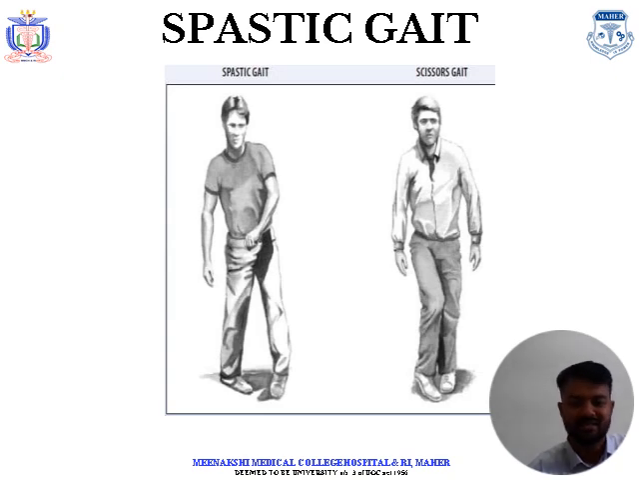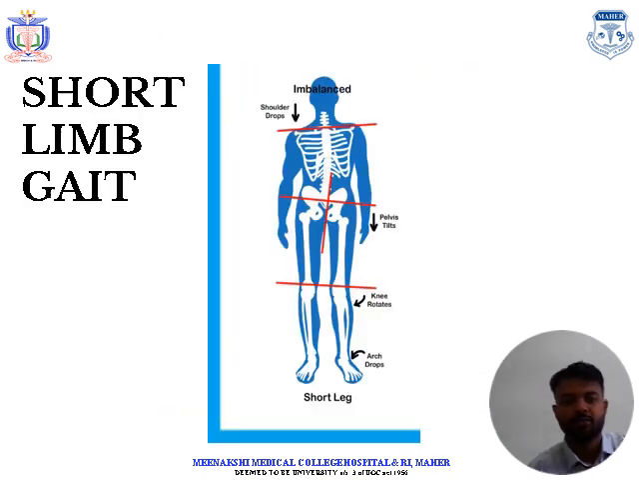Spastic gait occurs in cerebral palsy, where it is classically seen in kids with anoxic injury of the brain during labor or post-labor injury. Short limb gait is where there is a limb length discrepancy, where one limb is short, so the patient has to compensate and walk with a sideward gait.